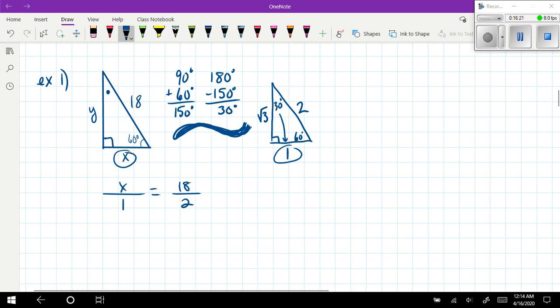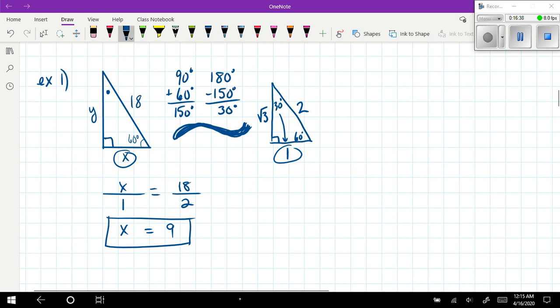And I solve for x this way. I can cross multiply, but if I'm intuitive enough, I know that this is already solved for x because x divided by 1 is x. And 18 divided by 2 is 9. So x equals 9. And that's the end of that x. I'm going to do the same thing.